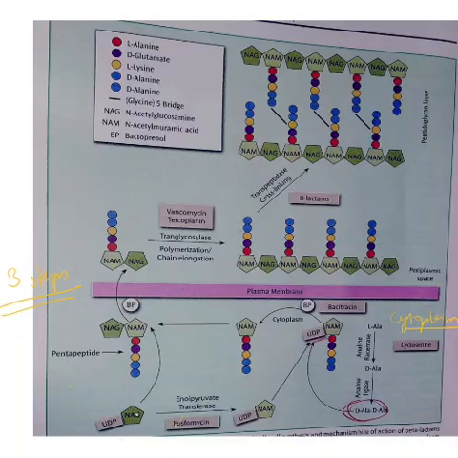First there is UDP-NAG. This is N-acetylglucosamine, which gets attached to UDP, and then it is converted to UDP-NAM, that is N-acetylmuramic acid, with the help of the enzyme enolpyruvate transferase. This is the enzyme which helps in formation of UDP-NAM.